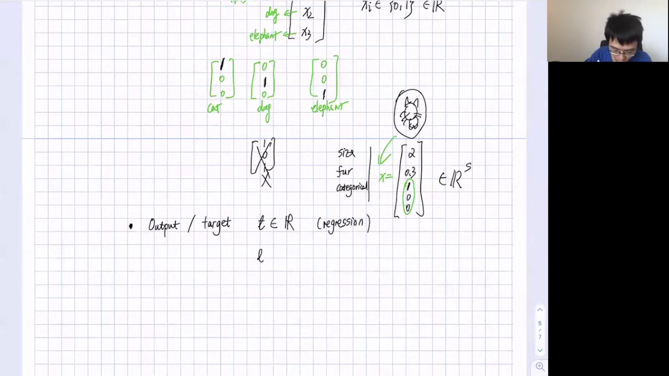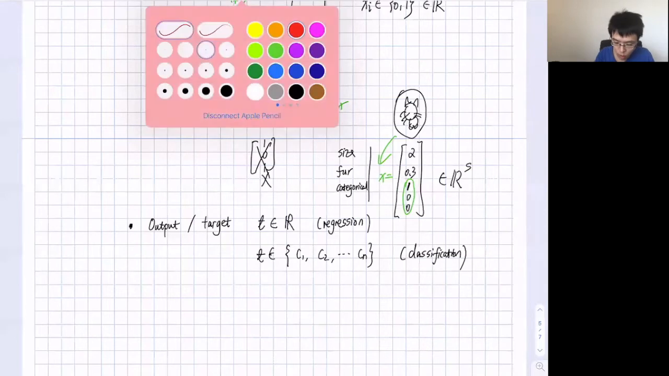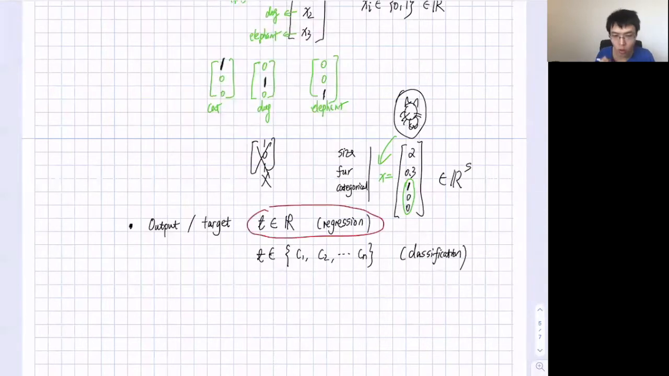Or if T is in some set, for example, C1, C2, up to Cn, for a finite set, then it's classification. Okay, so at this moment, we'll zoom in a little bit more into the regression. So this will be later.